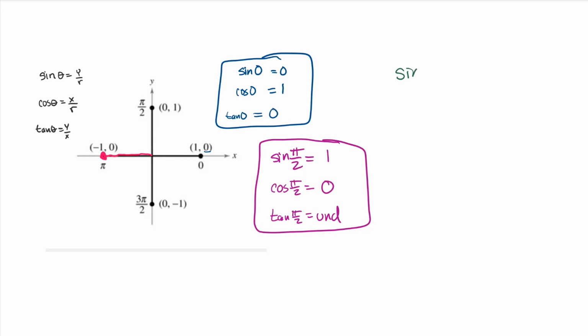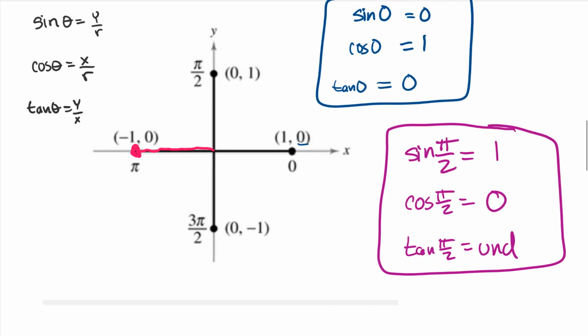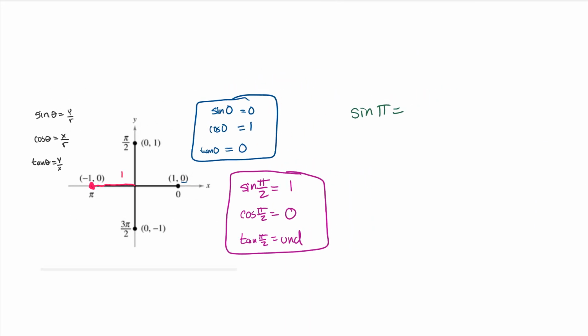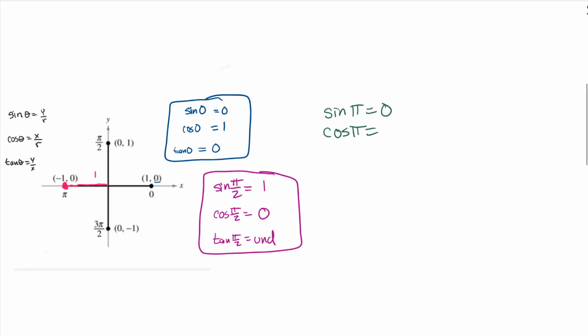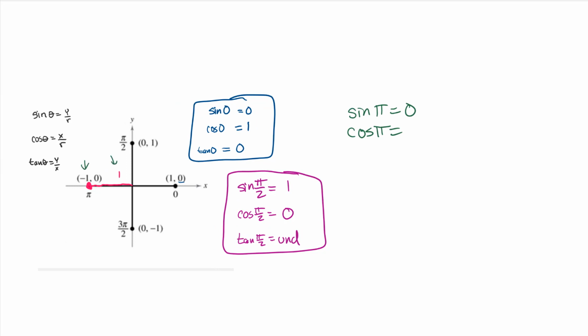So sine of pi is equal to our y value over our radius. So 0 divided by 1 is equal to 0. It's like sine of pi and sine of 0 are the same thing. Now we go to cosine of pi. Now cosine of pi is going to be our x value, -1 over our +1. So -1 over +1, that's -1. Hey, look, it's the same number, just a different sign when it crosses over the y-axis.